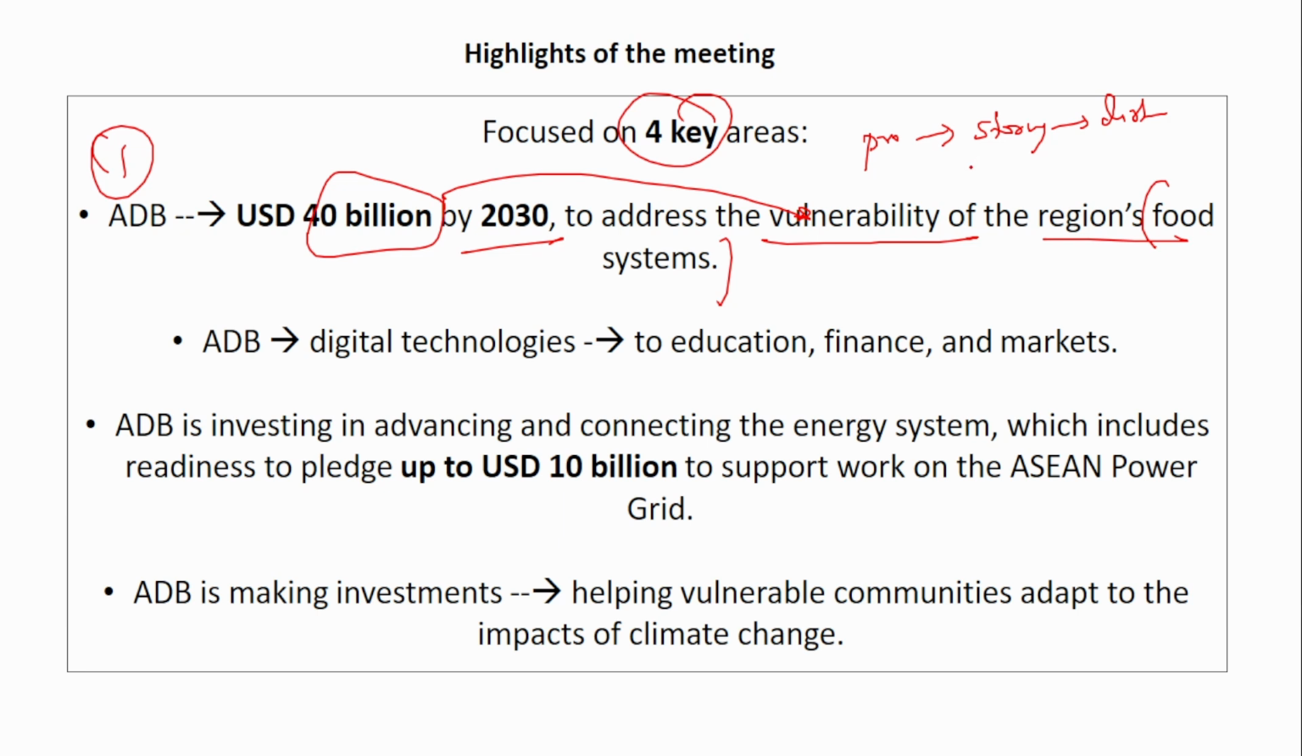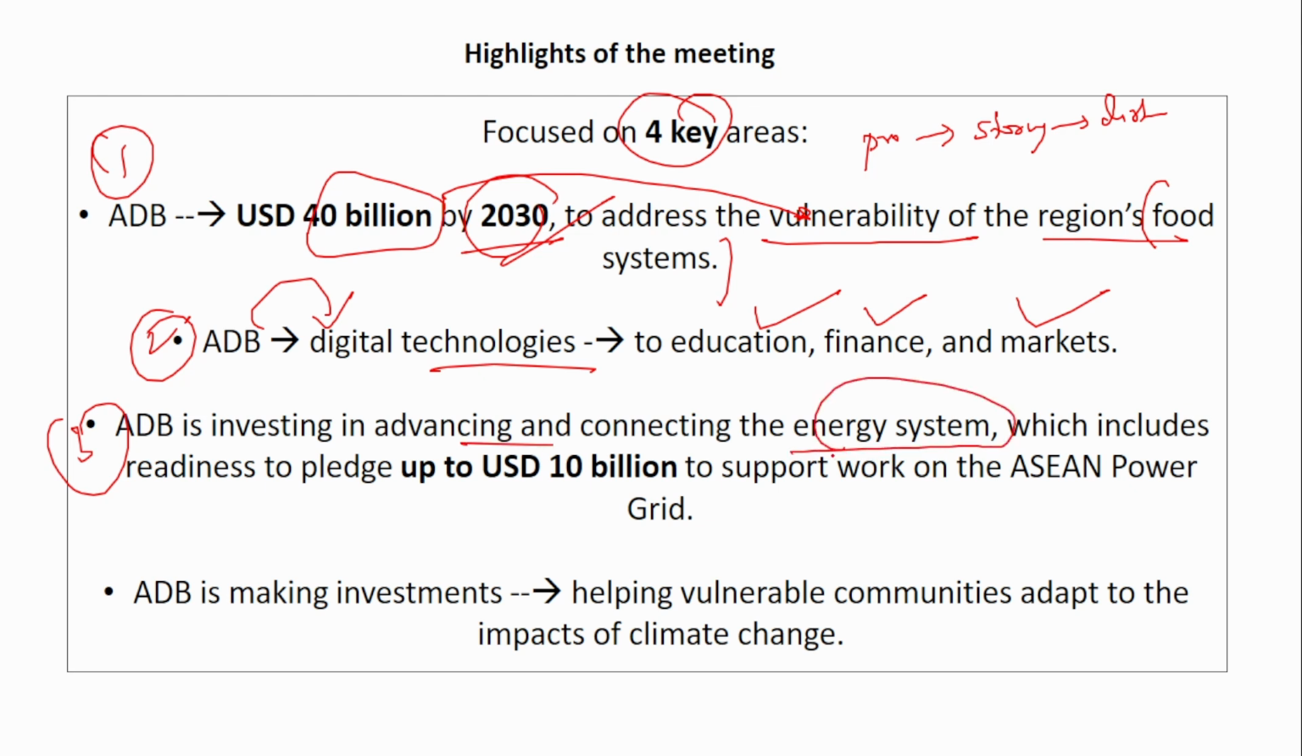So to address all those shortages, this 40 billion will be put into use, and the $40 billion will be raised by the ADB by 2030. And also ADB will be investing in digital technologies to enhance access to education, finance and markets. Next, ADB is also investing in advancing and connecting the energy systems, especially the renewable energy system in various countries. ADB will be investing for that.